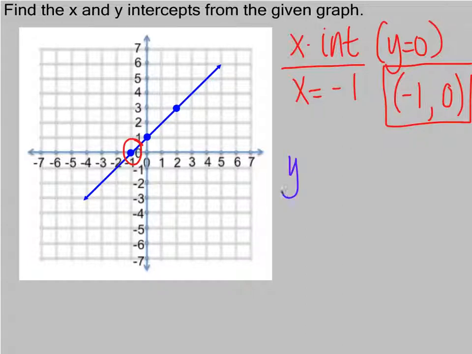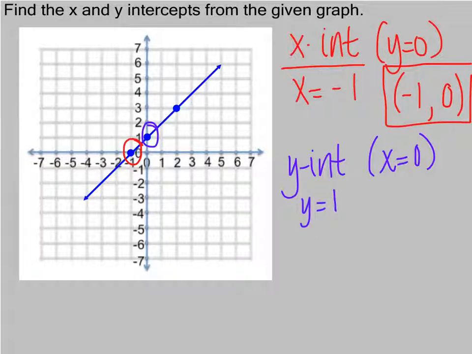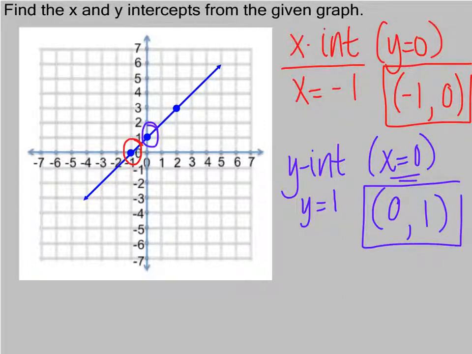Now I'm going to look for my y-intercept. Remember, your y-intercept is the spot where x is equal to 0. So I'll go up and down my y-axis until I see the spot where it's intersecting the line. In this case, right here at +1. That means y is equal to 1. And then I just have to remember to write my ordered pair. Remember, it's always x comma y. In this case, I know my x is 0 because I'm looking at a y-intercept, and I know my y is 1. That gives me the ordered pair 0, 1.